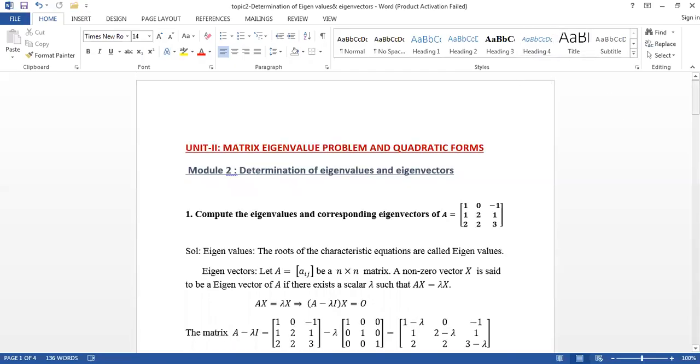Hello everyone. In this lecture, I am going to explain about computation of eigenvalues and eigenvectors. Let's see one problem. Compute the eigenvalues and corresponding eigenvectors of A equals [1, 0, -1; 1, 2, 1; 2, 2, 3].